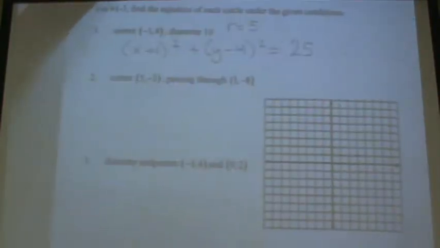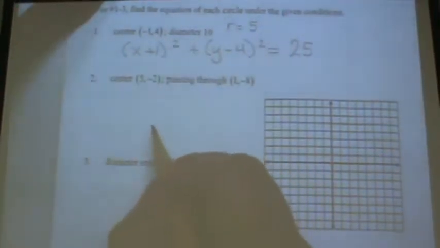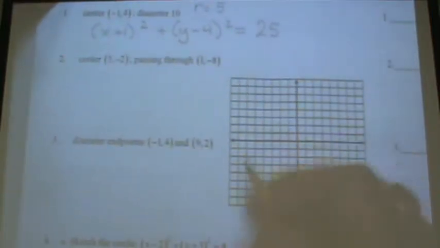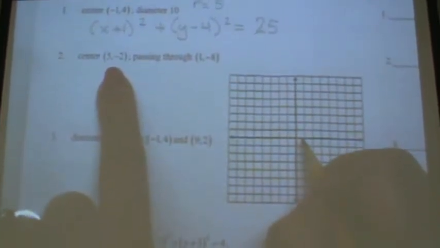Okay, next one. This one gives you the center, 5, -2. So I gave you this piece of graph paper if you wanted to graph it. So where is 5, -2?